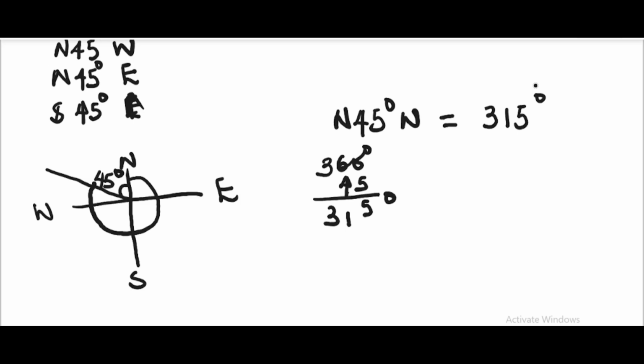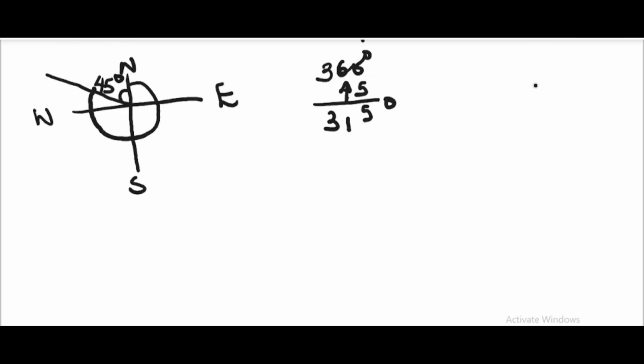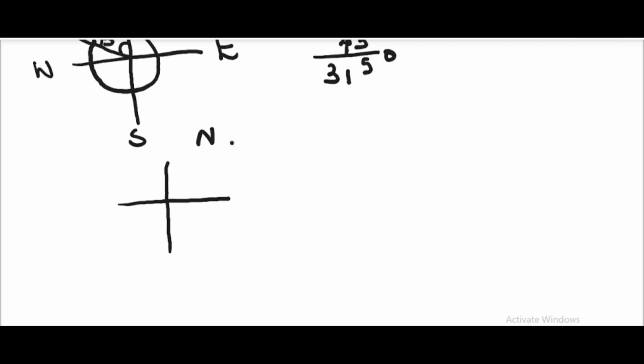This same 45 degrees, if it is to be in northeast, where will it be? 45 degrees in northeast: this is my north, this is east. That means the position will be here.